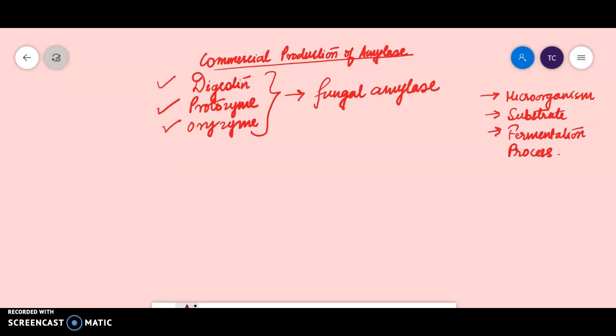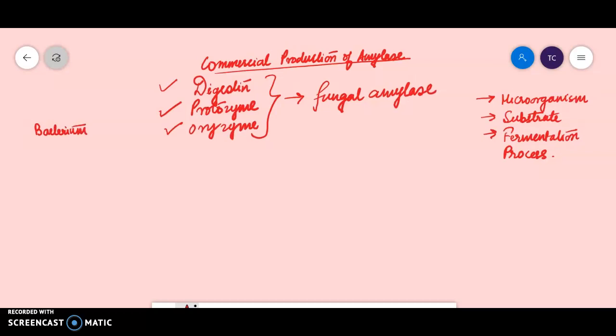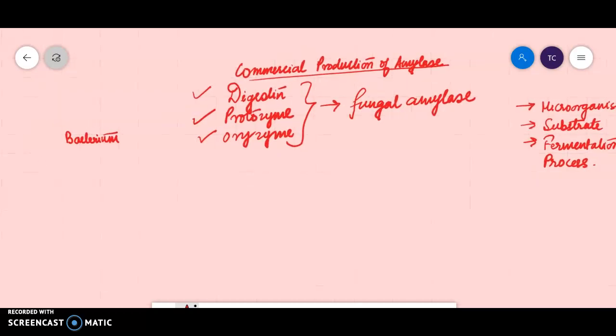Now, as we know, the bacterium which is being used in amylase production is Bacillus subtilis. There are also many molds being used in amylase production, so we will be discussing them one by one.